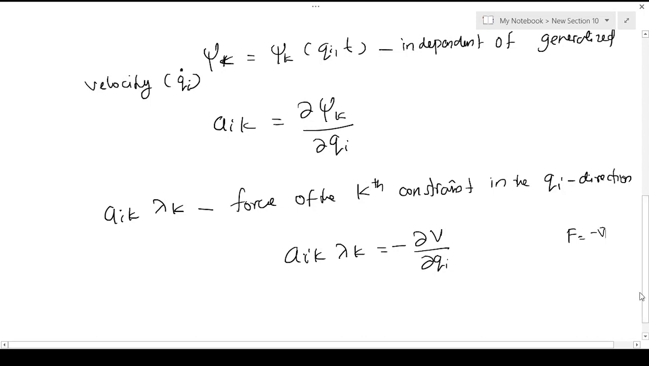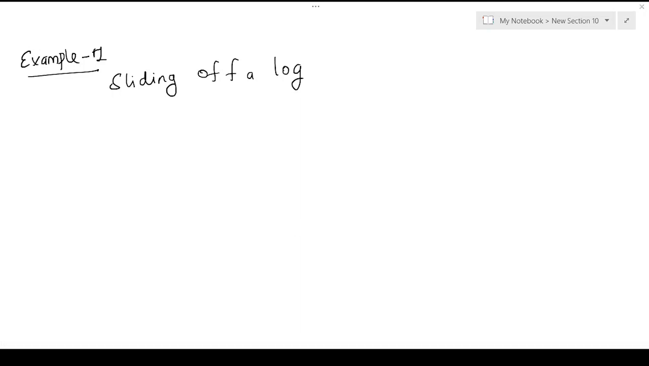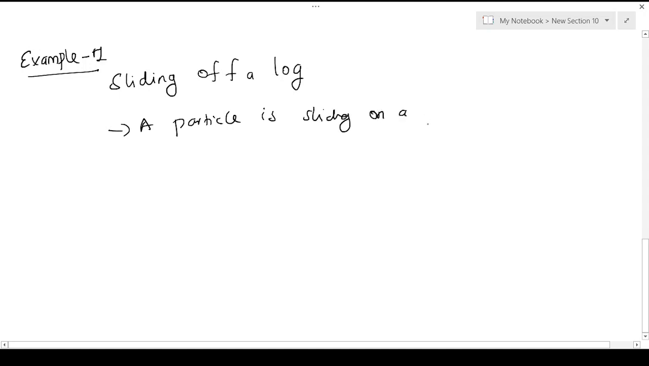Now we'll put this constrained Lagrangian equation into a few examples. The first example I'll be taking is a sliding log case, where a log means a piece of wood or something. That means a particle is sliding on a cylindrical surface in this case. So let's take the example: we have a particle sliding on a cylindrical surface.